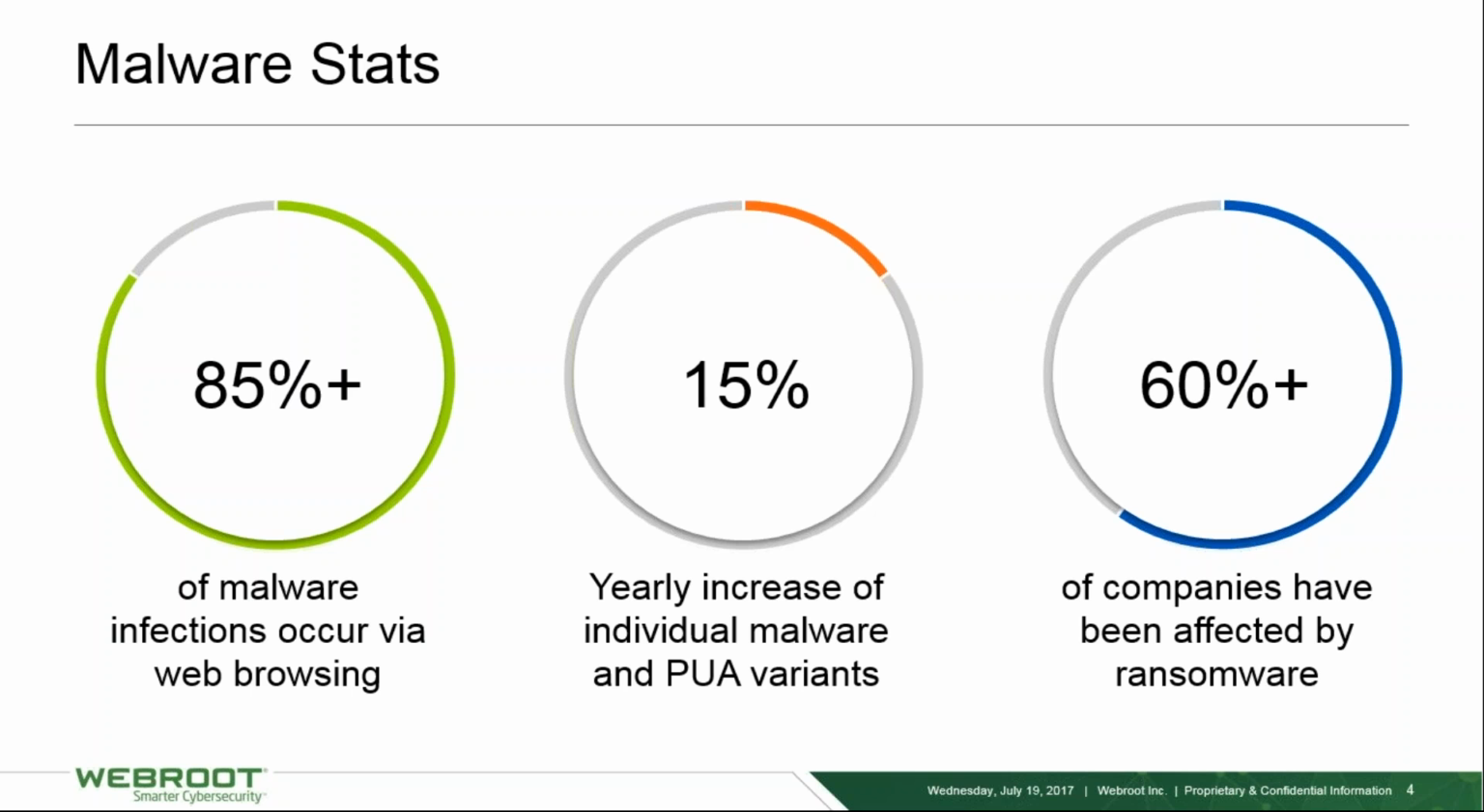And only about 0.5% of new malware and PUA files were seen on more than 10 PCs. So again, this points to the polymorphic nature. Finally, 60+% of companies have been affected by ransomware. This is a very, very high number. Within that 60%, financial services and retail have been the hardest hit.